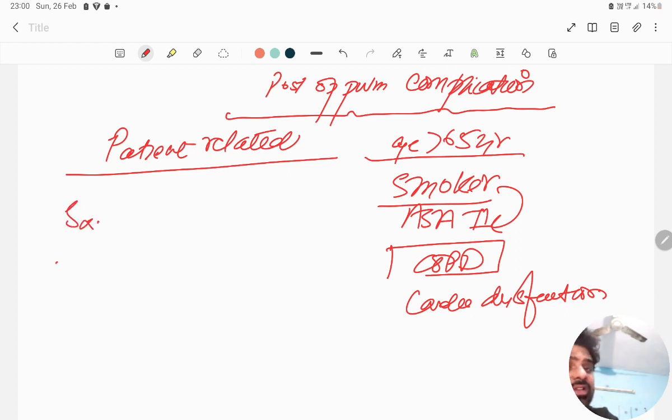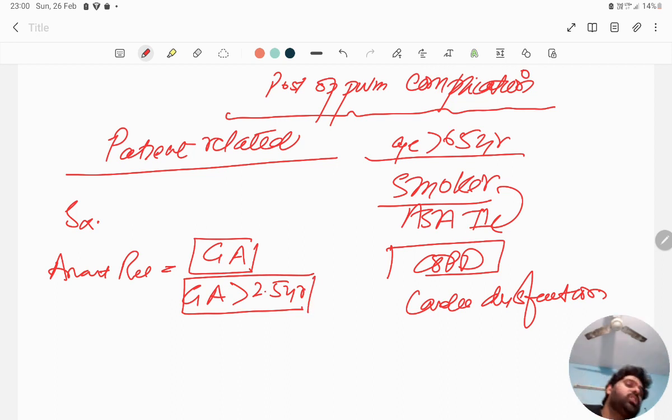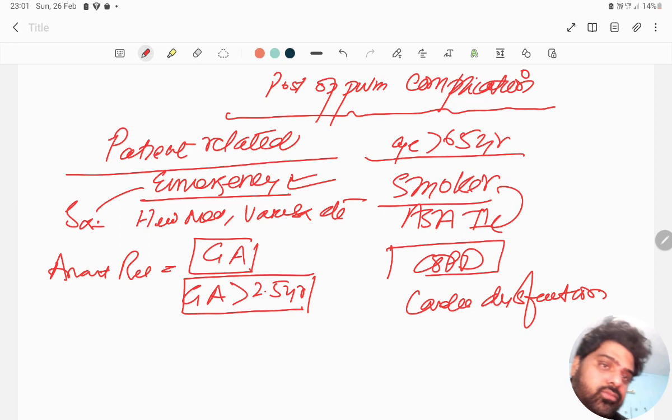Then surgery-related and anesthesia-related. Anesthesia-related: giving GA itself increases the post-op pulmonary complication, and GA for more than 2.5 hours increases the post-op complication. The new books of anesthesia have mentioned that GA itself increases the post-op complication rate. Then surgery: emergency surgeries, because the patient is not taken care of nicely; second, head and neck surgery, then vascular surgeries, etc. So how to decrease these?